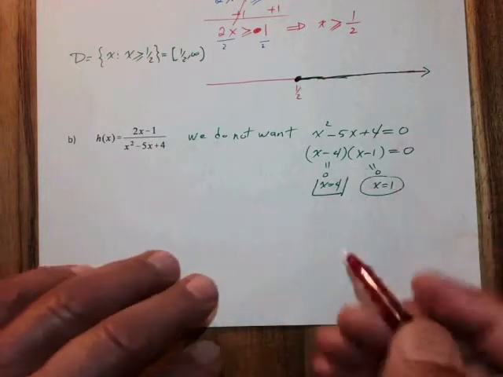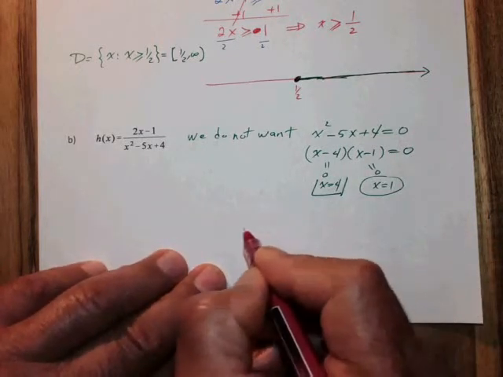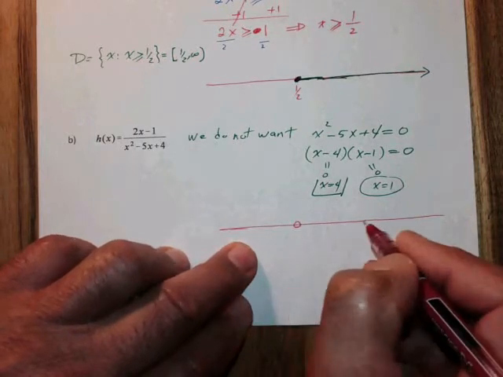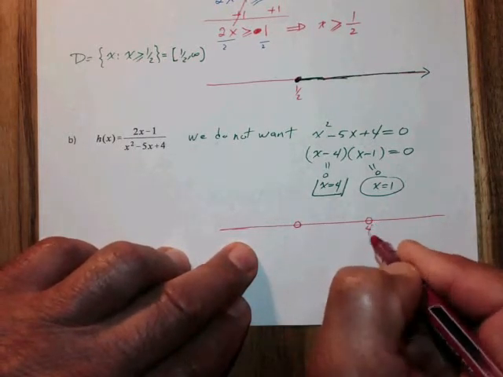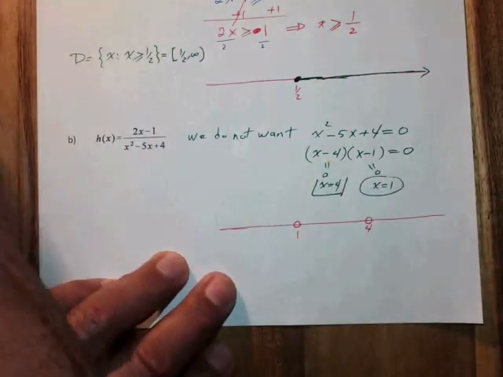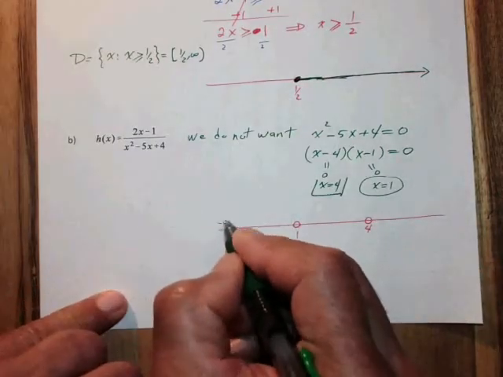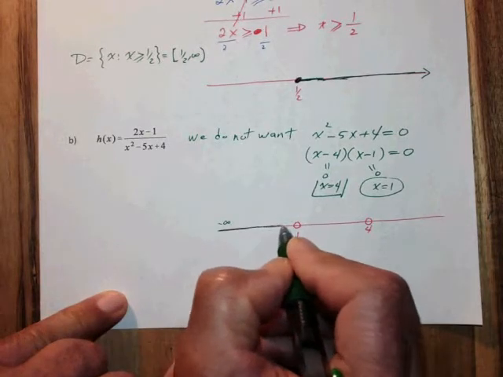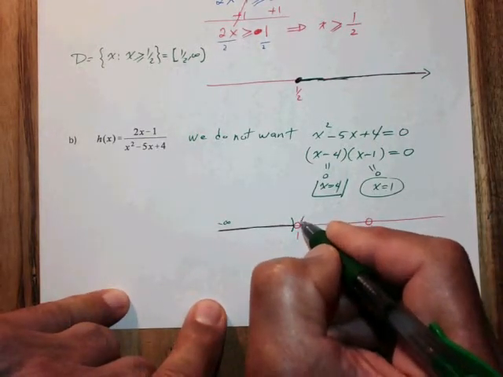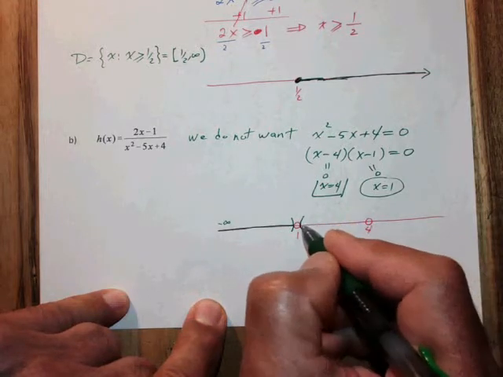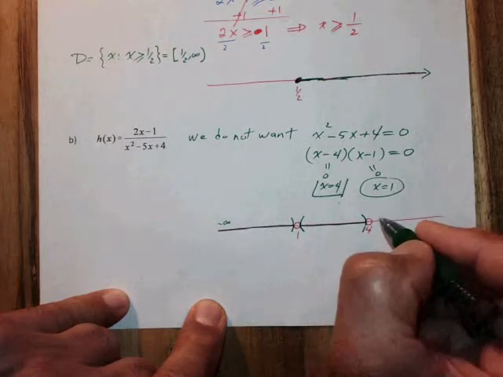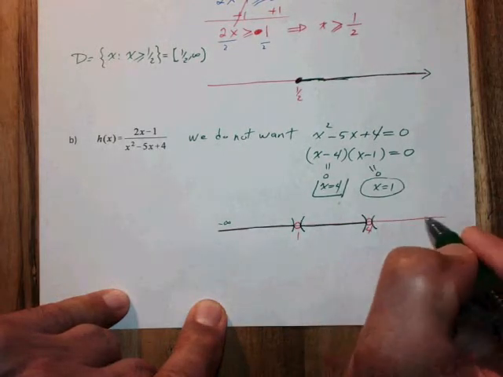Of course, if you want to graph your domain, here is 1 hollow and here is 4 hollow point. So that means 1 and 4 are removed. So I have everything from negative infinity all the way to 1. Then I skip over 1, go from 1 to 4. Then I skip over 4, go from 4 to infinity.